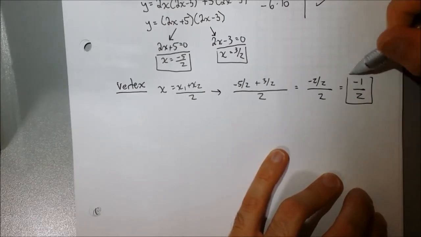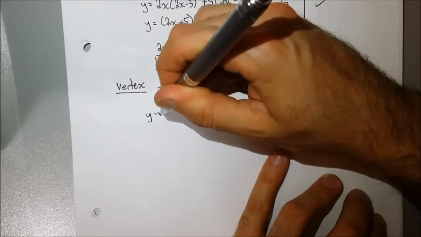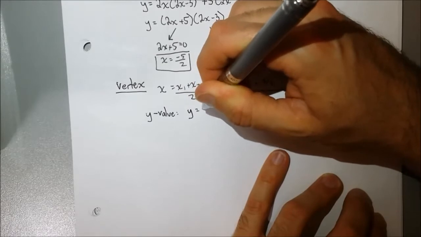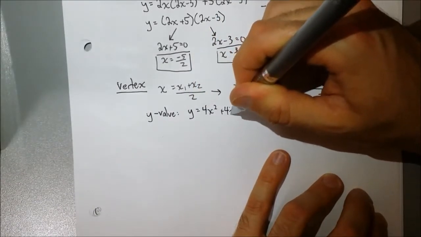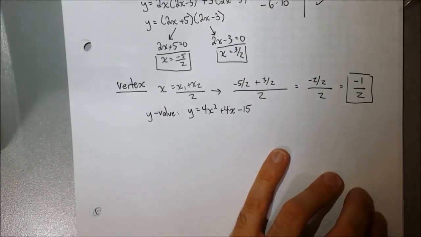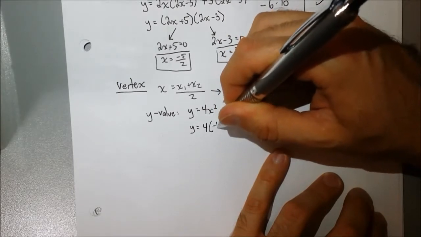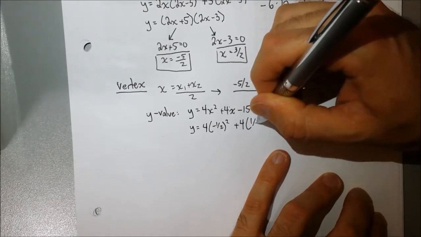Then I'm going to get my y value. So honestly, most of the times to get the y value, it's probably just easier to go back to the original equation and just plug in what I got from my x value. So I got negative 1/2. So I'm going to be plugging that in. So this is one spot where your calculator can help you go a little faster.